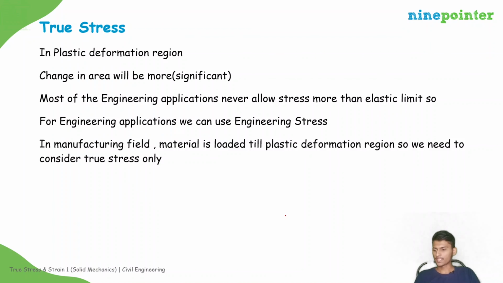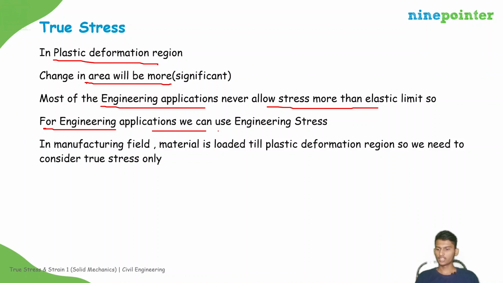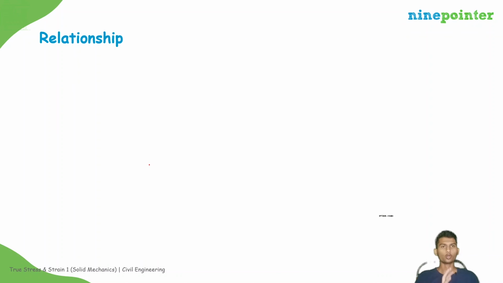So that is about the plastic region. We already discussed these points, so let us read it out once. In the plastic deformation region, the changing area will be more significant. So most engineering applications never allow stress more than the elastic limit. So for engineering applications, we can use engineering stress. In the manufacturing field, material is loaded till the plastic deformation region. So we need to consider true stress only. Okay. This we completed.